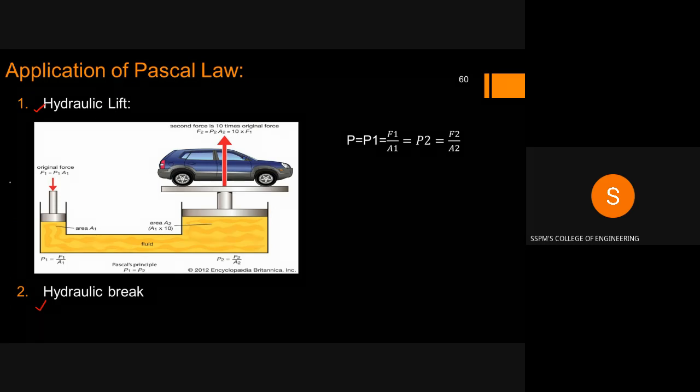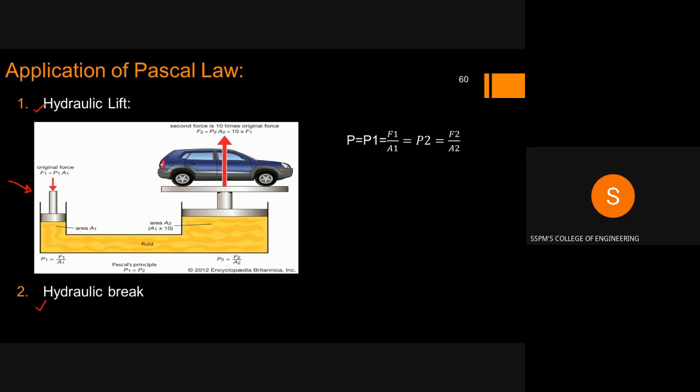So here I have shown one example of the hydraulic lift. In the hydraulic lift, we are using a cylinder and piston arrangement. Here we have a small cylinder having cross-sectional area A1, and at the second point we have cross-sectional area A2, which is greater than A1. If I apply a small amount of force F1 at this piston, we can lift a relatively very high weight at the other end. So this is the application of Pascal's law.